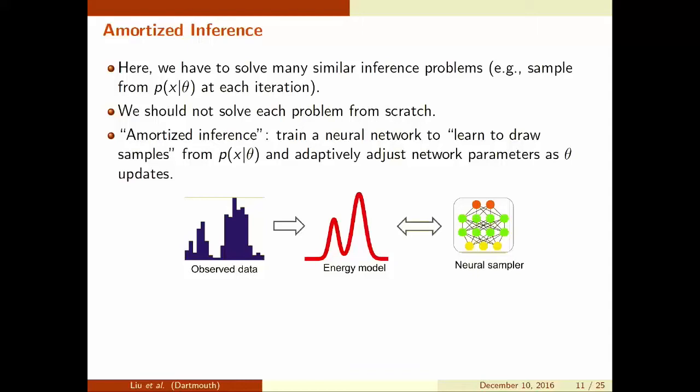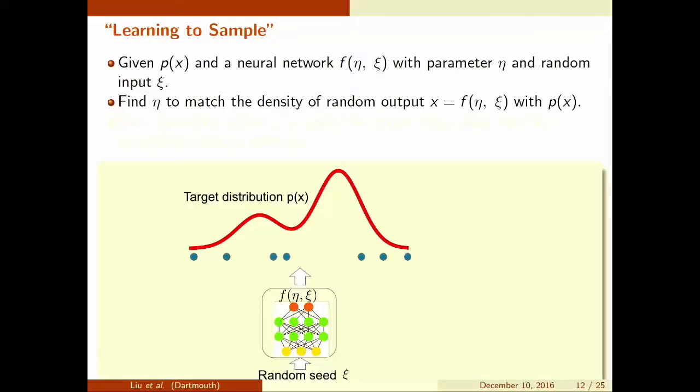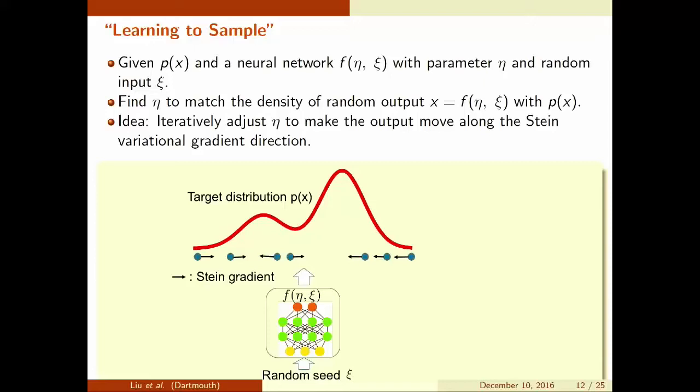Just to be slightly more concrete, let's say we have a distribution P, and we have a neural network f with parameter eta and random input C. We don't actually need to know the distribution of C or how f depends on C. We want to find the parameter eta so that the distribution of the random output X matches the target distribution P(X), right? The way to do it is actually very simple, based on Stein variational gradient.